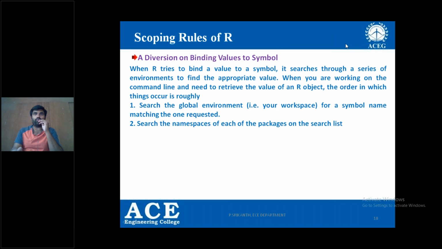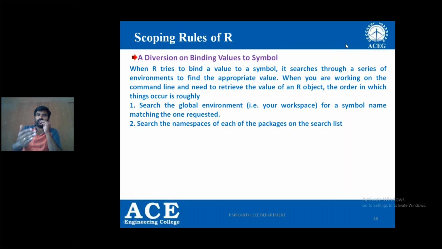The variable will have the scope, and whether it works globally, or in the loop, or in a function, or in a particular environment. So here, when R tries to bind a value to a symbol, first it searches through a series of environments to find the appropriate value. Why? Because in one environment, it is assigned one value, and in another environment, it is assigned another value. So it checks when you are working on the command line and need to retrieve the value of the object.